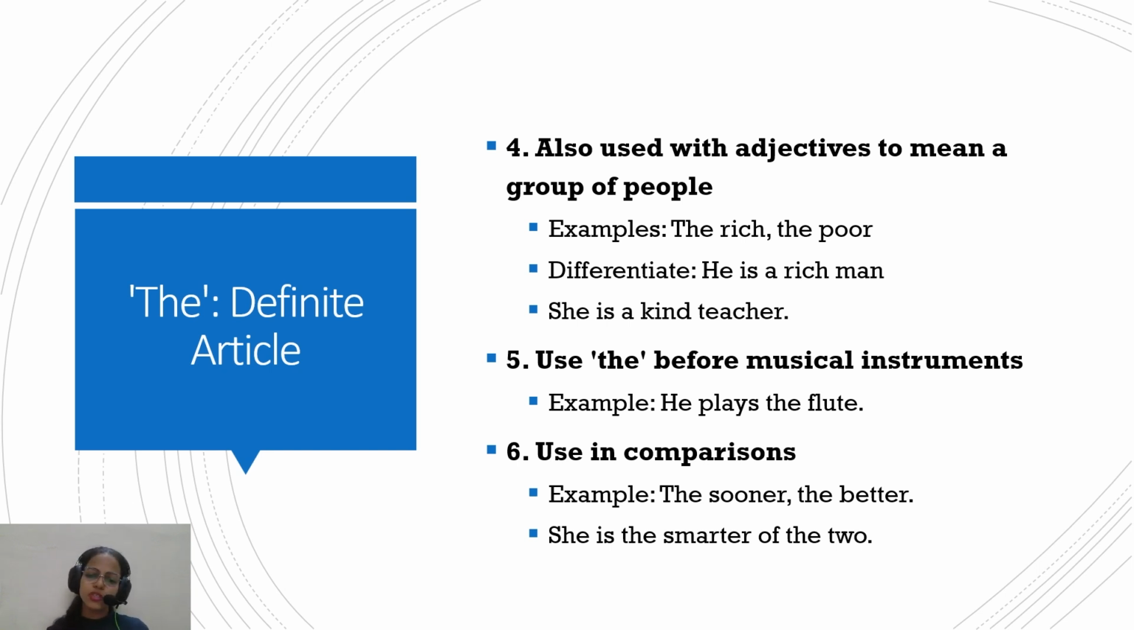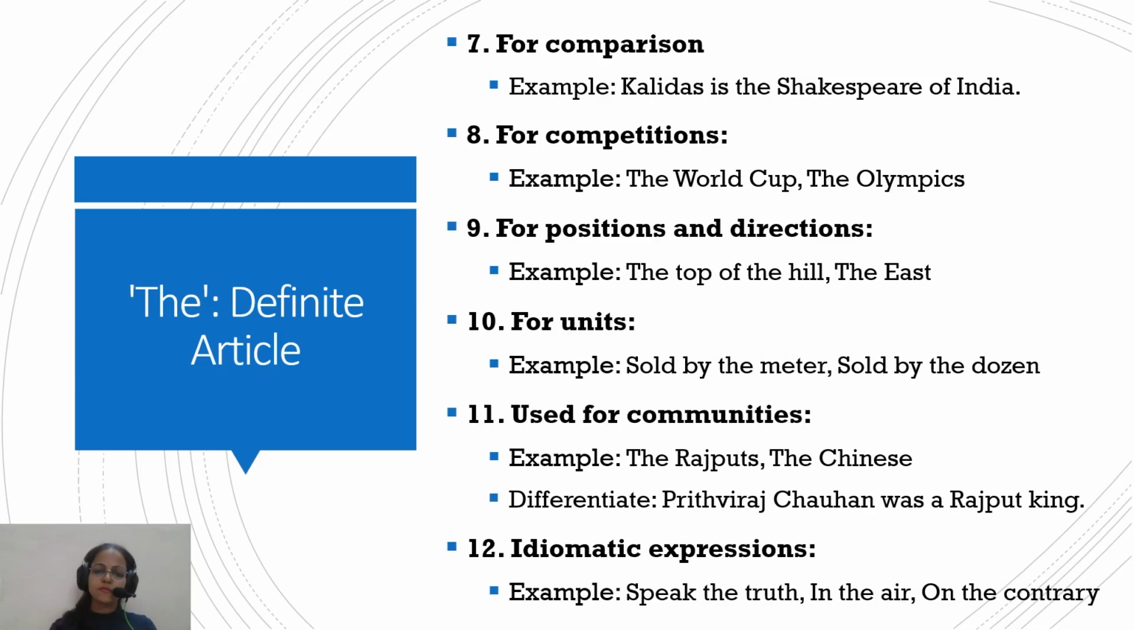So before the musical instruments, use the. Use the in comparisons. So when you're comparing, you use the. So you say the sooner the better. So before both you use the. She is the smarter of the two. You will never say she is the smarter of two. So she is the smarter of the two. Okay, when you're comparing two things, you use the definite article.